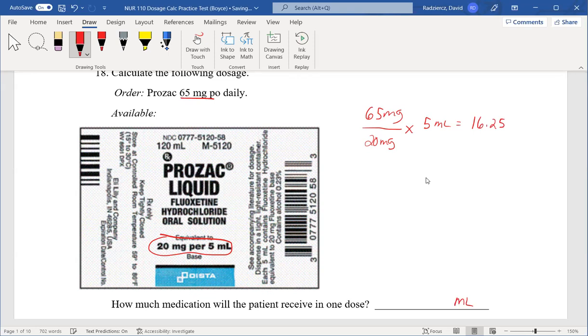16.25. And then when I have a number like this, if I don't have a syringe that can go down to the hundredths place, or if it doesn't even ask you to do anything with a syringe, you are going to go ahead and round that number. You're going to round it to the nearest tenth. So your final answer would be 16.3 milliliters, because 5 would cause it to round up.